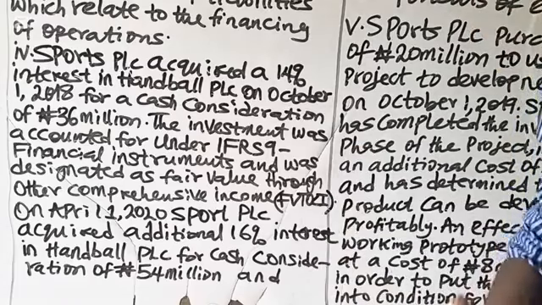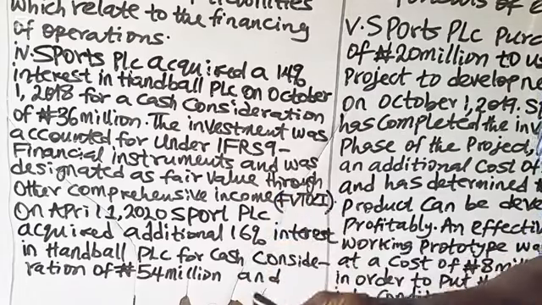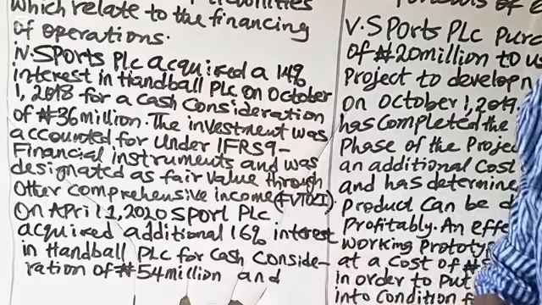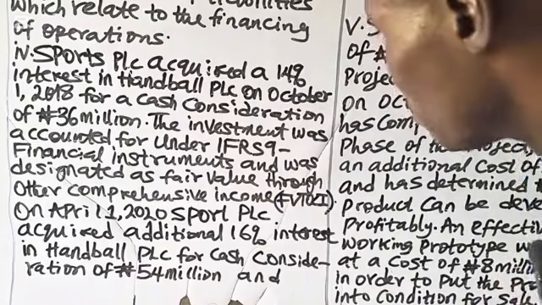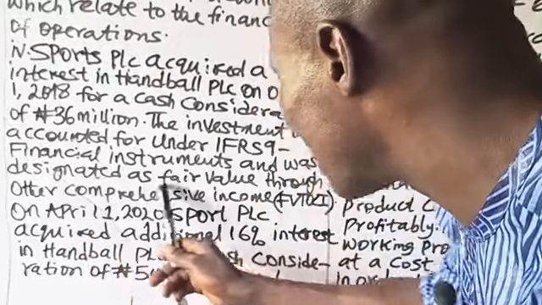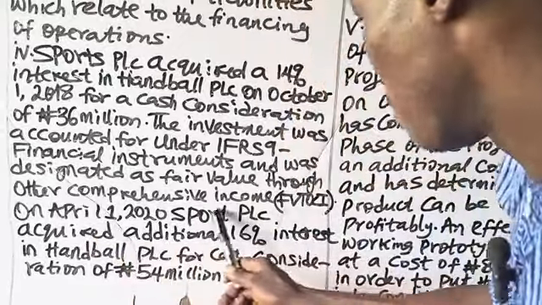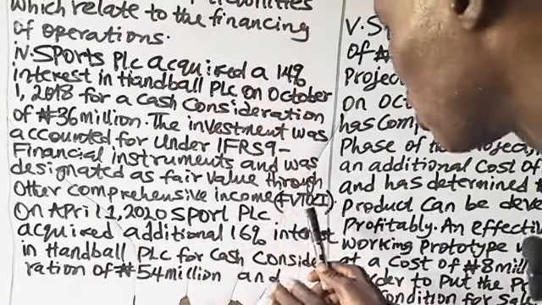By default, where the examiner did not tell you how it should be recognized, you should recognize it as fair value through profit or loss. Where you are expected to recognize it as fair value through other comprehensive income, you'll be told in the question. Here, it was designated as fair value through other comprehensive income.